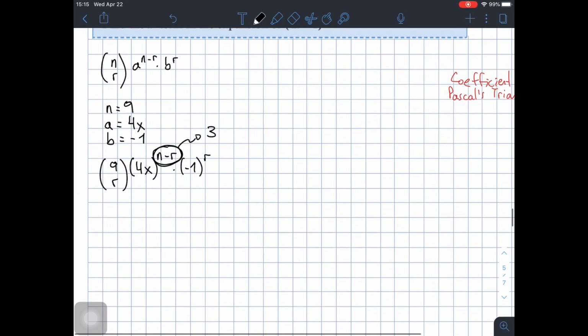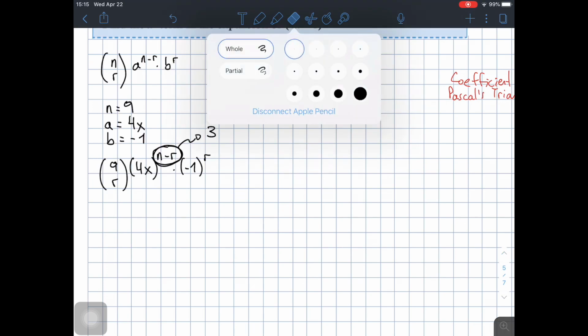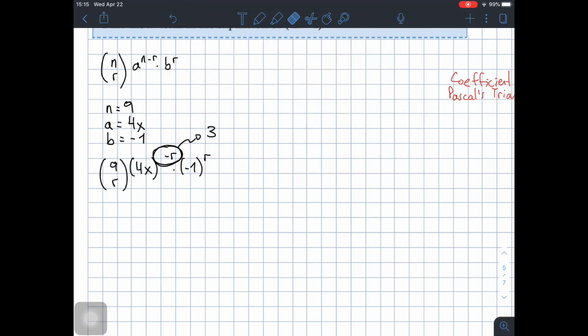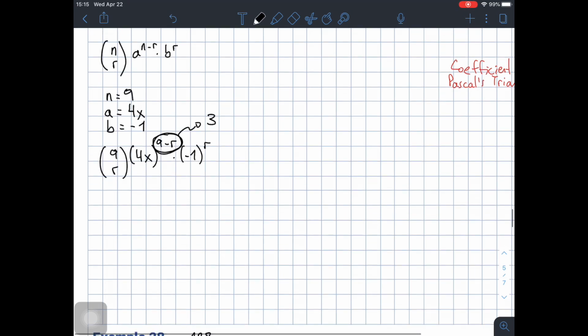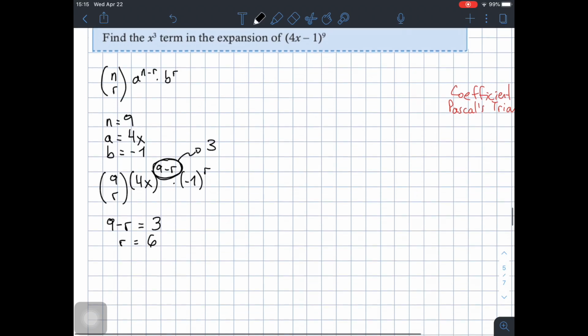So we're going to set that to 3. Remember that the value of n, let me change that, I'm a little bit distracted today, the value of n is already 9, okay? So we know that 9 minus r should be equal to 3. If we solve for r, we will find that r equals 6. So now we have the value of r, and we can easily solve this.